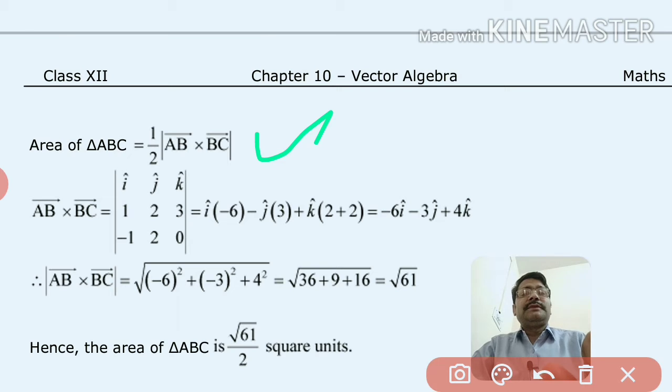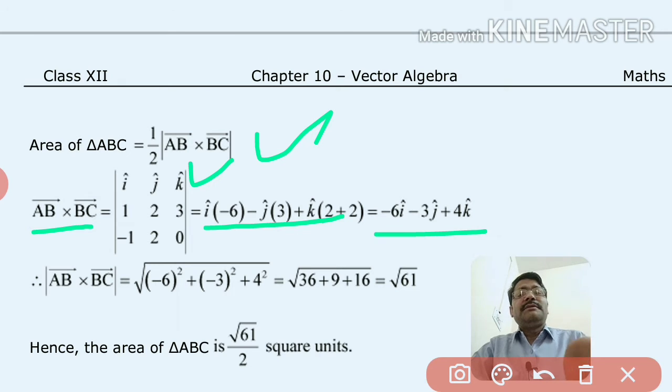So area of triangle equals 1 upon 2 modulus of AB cross BC. First you find AB cross BC. So first row is I, J, K, second row is 1, 2, 3, third row is minus 1, 2, 0. You will solve this determinant and you will find A cross B.